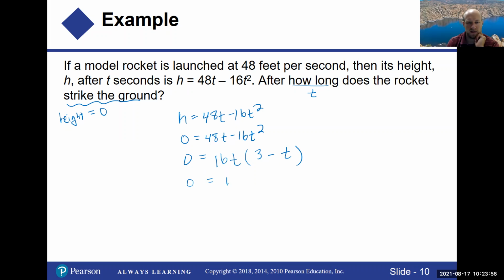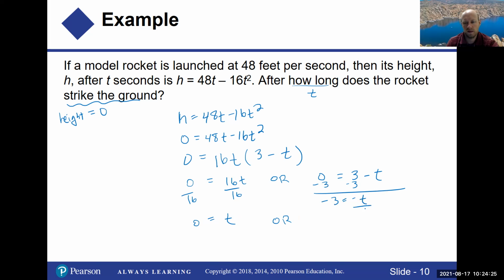And now I'm going to split this up. So either 16t equals 0 or 3 minus t equals 0. And notice I'm just writing it on the other side. That doesn't really matter. If you wanted to switch this around right away, you could have. But anyway, either the time has to be 0 or the time has to be divided by -1, because a minus in front of the t is a negative. So either t equals 0 or t equals 3.